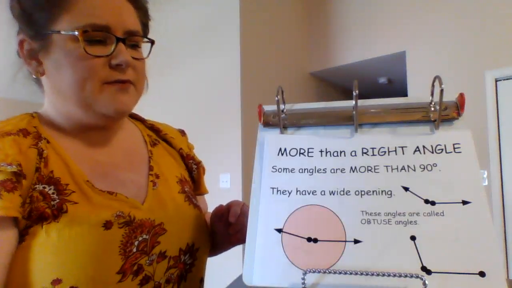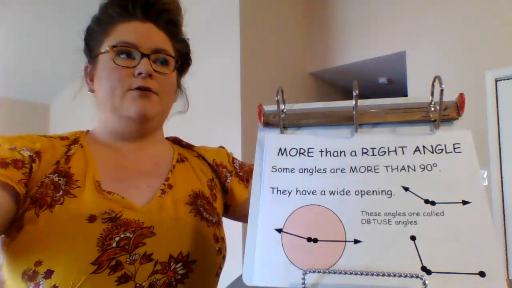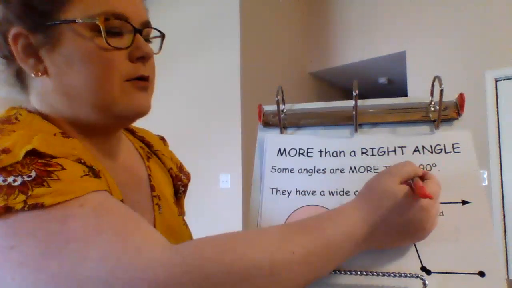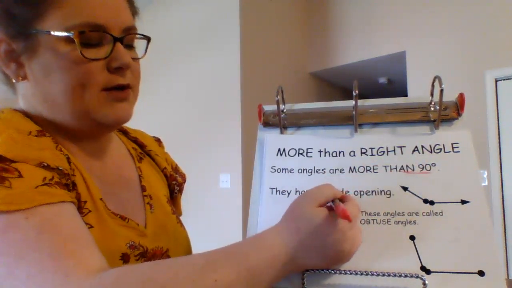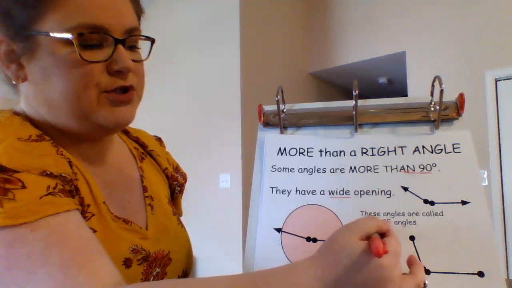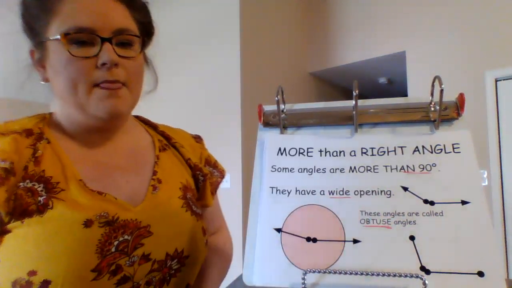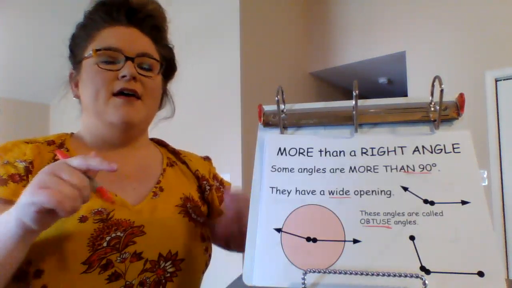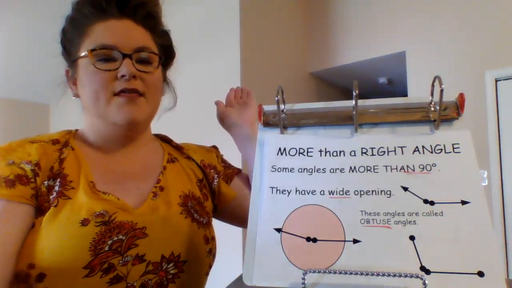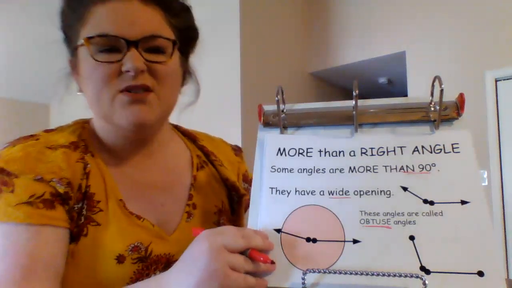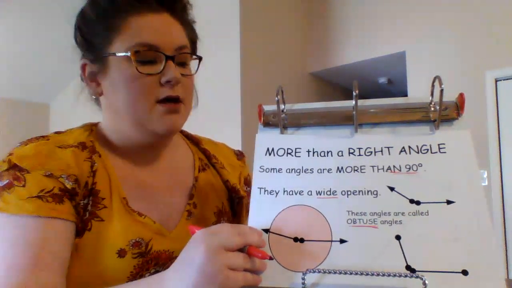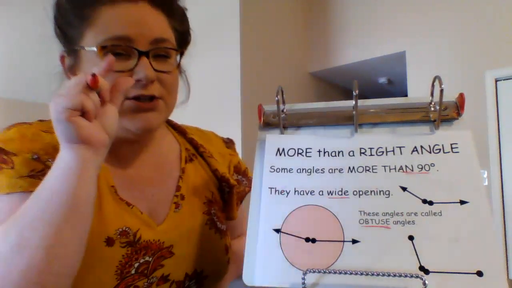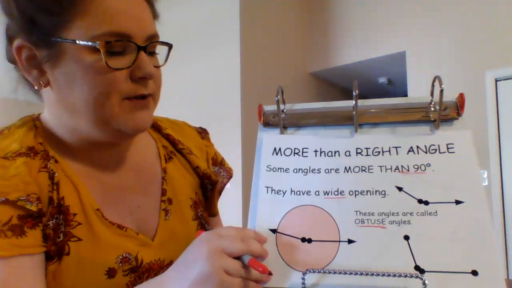Our final type of angle are the ones that are very wide open, much larger than a 90-degree angle. They are more than 90 degrees and they have a wide opening. These are called obtuse angles. So think of what you know of your right angle, that L shape, and then spread it out wider. That is going to be an obtuse angle. I know these all have interesting names, but try to think of obtuse as the wide one and acute as the tiny one.